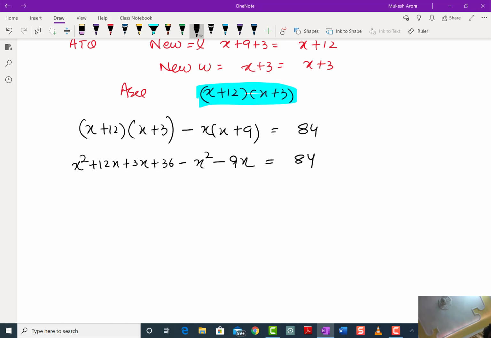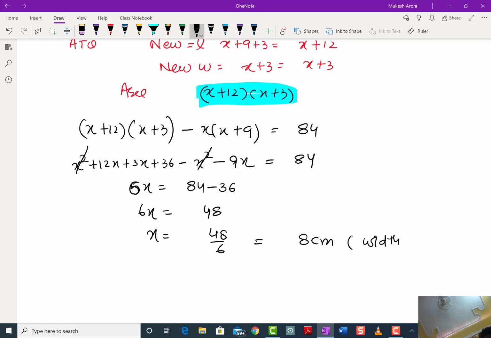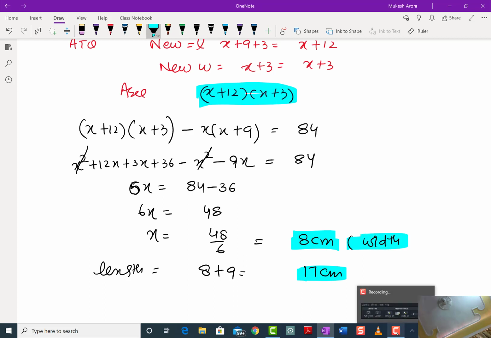is equal to 84. X square is cancelled. 12 plus 3 minus 9, 6x is equal to 84 minus 36, 6x is equal to 48, and x is equal to 48 by 6, that will be 8 centimeter. This will be the width. So what was the length? Length was 9 more, that will be 17 centimeter. So this is how we have to do the linear equations.